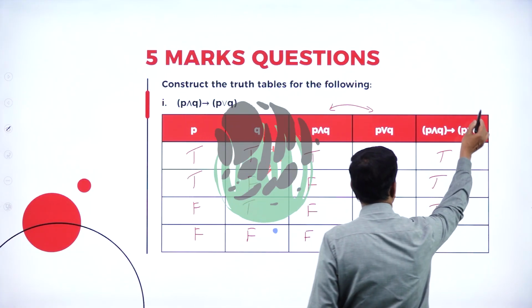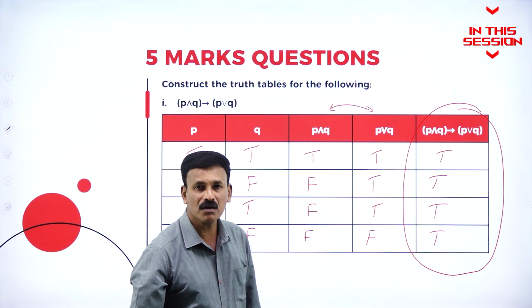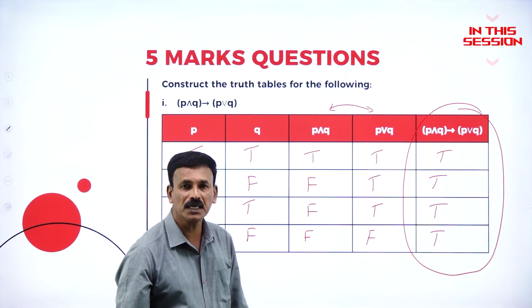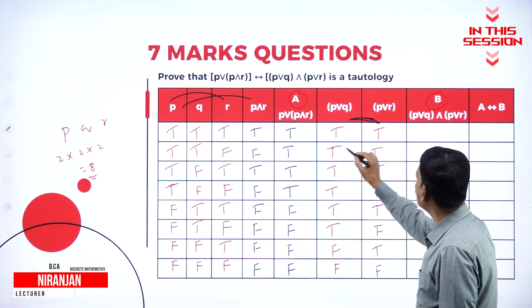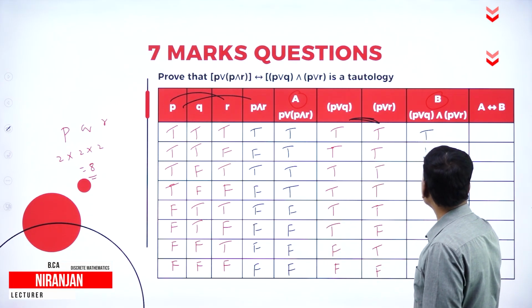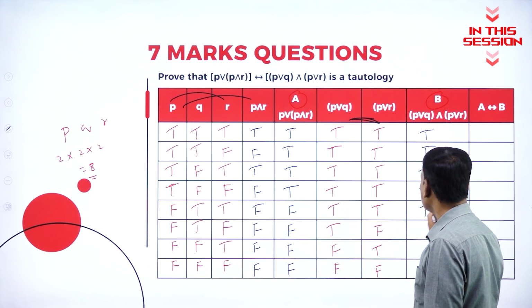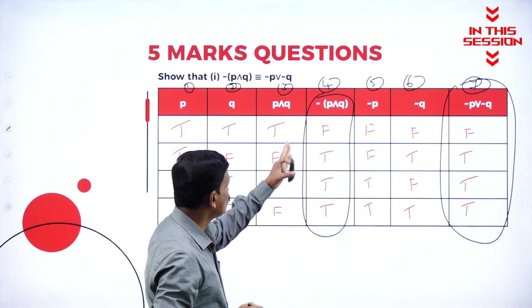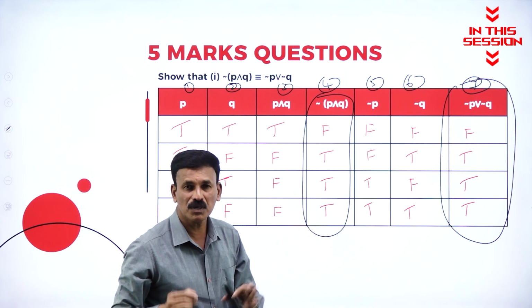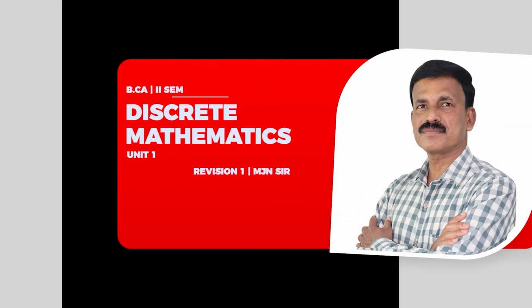Suppose if you get all the truth values as T, T, T, T, then the given compound proposition is called a tautology. Conjunction means true and true is true. In all other cases it is false. True and true is true. True and true is also true. True and true is true. True and true is true. True and true is true. True and false is false. False and true is false. False and false is false. The truth values of the 4th and 7th column are the same. That means these two are logically equivalent.